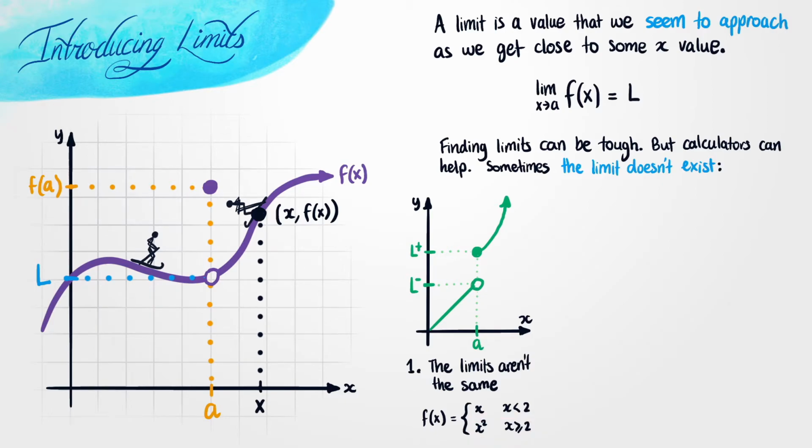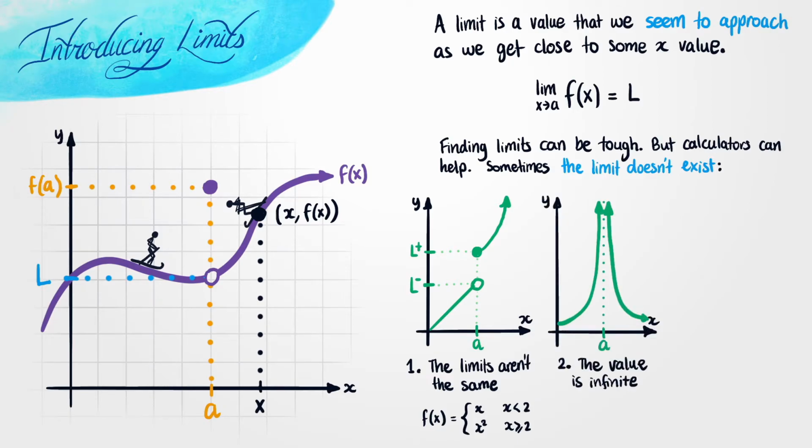Now it's also possible for the limit not to exist when the values are actually infinite. So as you can see, as x approaches a, the values seem to go all the way up to infinity, and that means the limit is also not defined. This can happen on functions like this one as well. Now if you tried to find the limit as this f of x approached 2, you'll also find that the limit is not defined, because both sides seem to approach infinity.